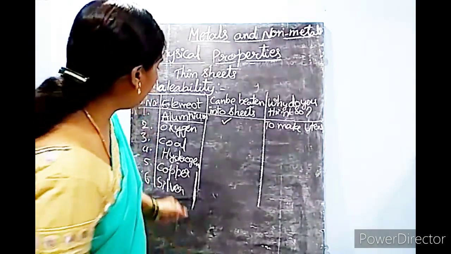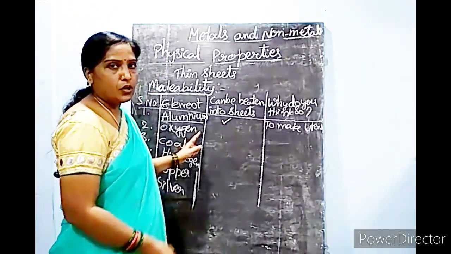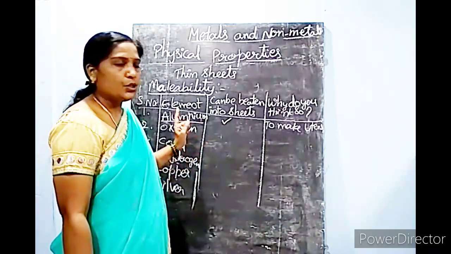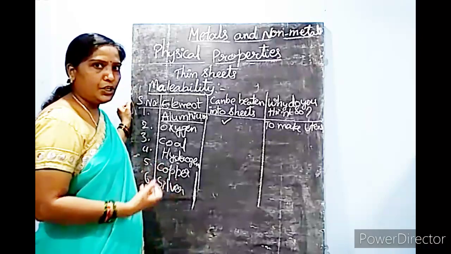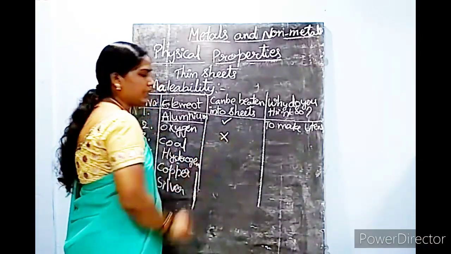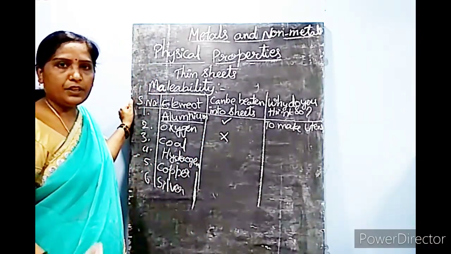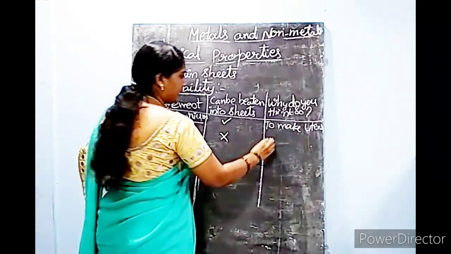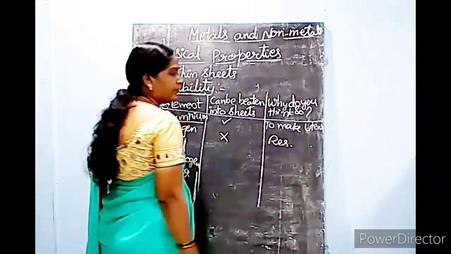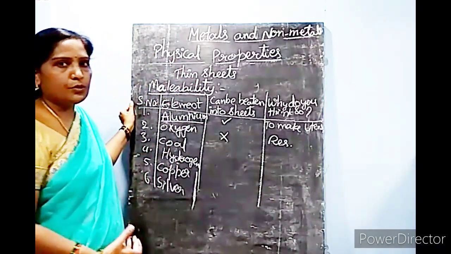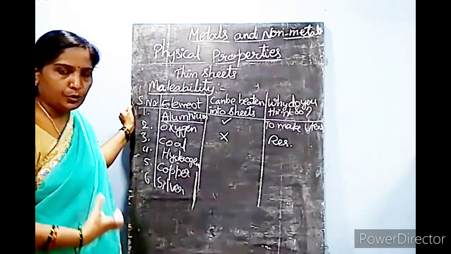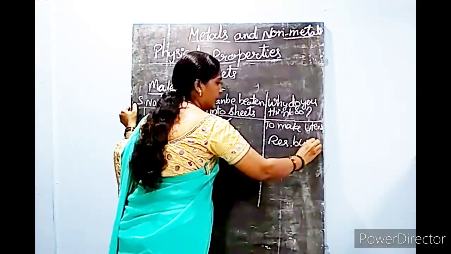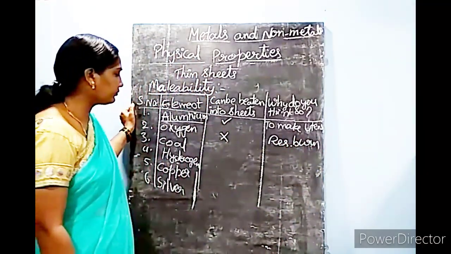And next we come to oxygen. Oxygen is present in air. It's a gas, so can it be beaten into sheets? No, we cannot. And what is oxygen used for? For different purposes like the respiration process, and so many uses, like burning things. All this you learnt about oxygen in lower classes.